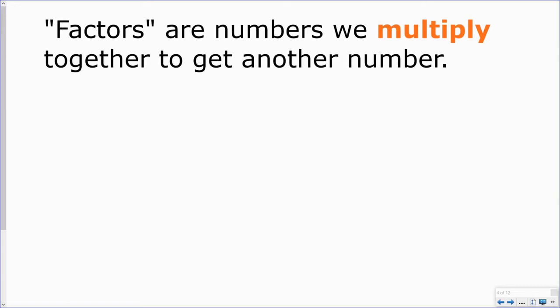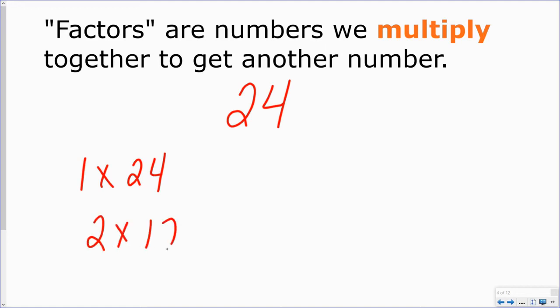So for example, if I wanted to find the factors of 24, they would be 1 multiplied by 24, 2 multiplied by 12, 3 multiplied by 8, or 4 multiplied by 6. Those are factors of 24.